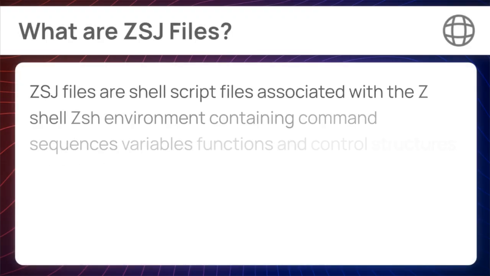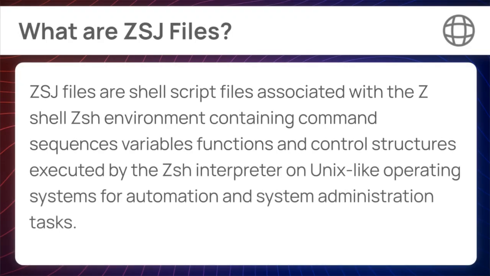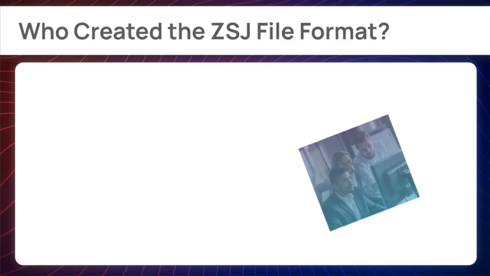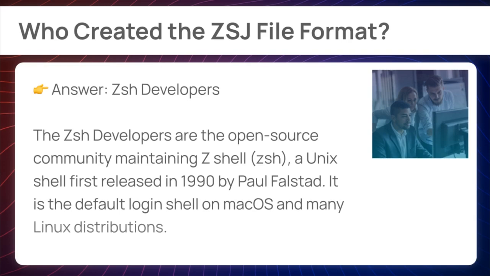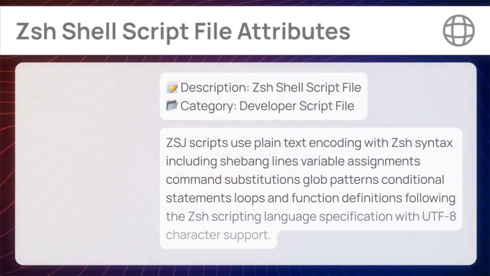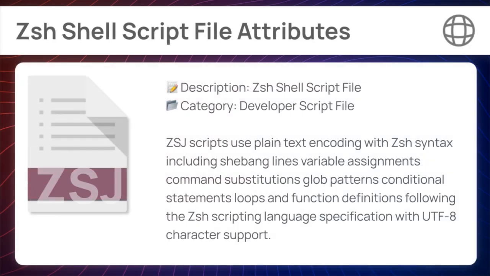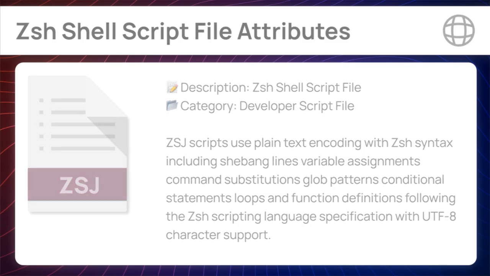ZSJ files are shell script files associated with the Z shell, ZSH environment, containing command sequences, variables, functions, and control structures executed by the ZSH interpreter on Unix-like operating systems for automation and system administration tasks. ZSJ scripts use plain text encoding with ZSH syntax, including shebang lines, variable assignments, command substitutions, glob patterns, conditional statements, loops, and function definitions following the ZSH scripting language specification with UTF-8 character support.